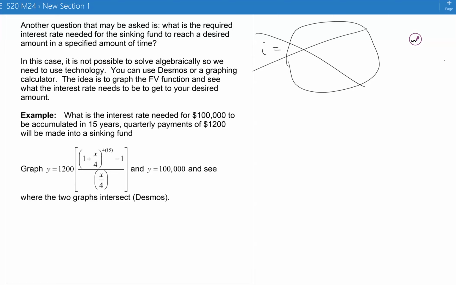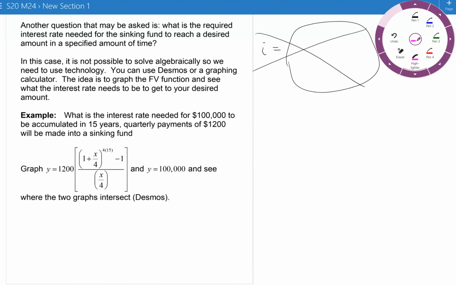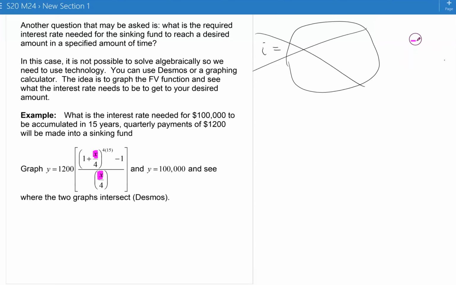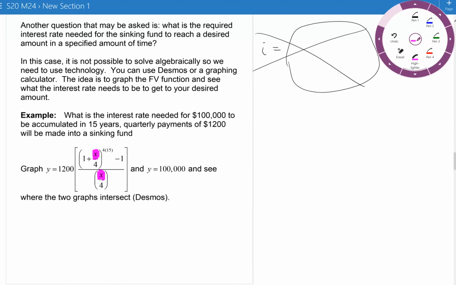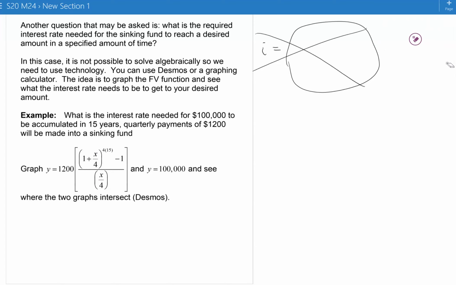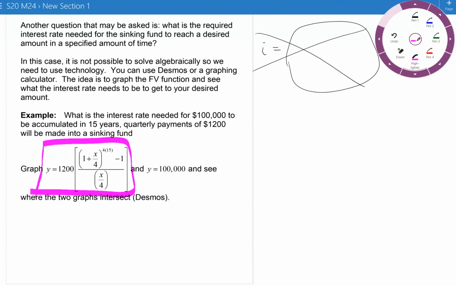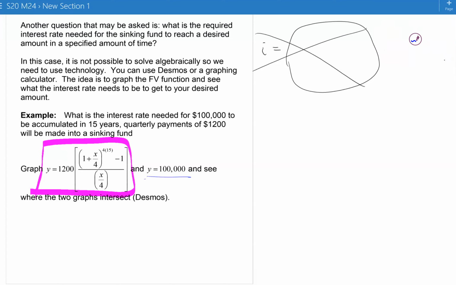If the thing you want to find out is the interest rate, let's call that x. So we put the interest rate x in this formula where the r, the interest rate, would be, and we graph y equals that formula in Desmos. And then we want to know, when is that equal to 100,000? So then we graph y equals 100,000 and look at where those two graphs intersect.